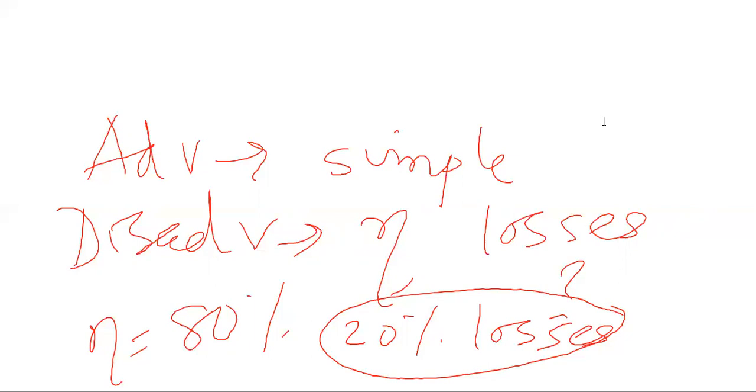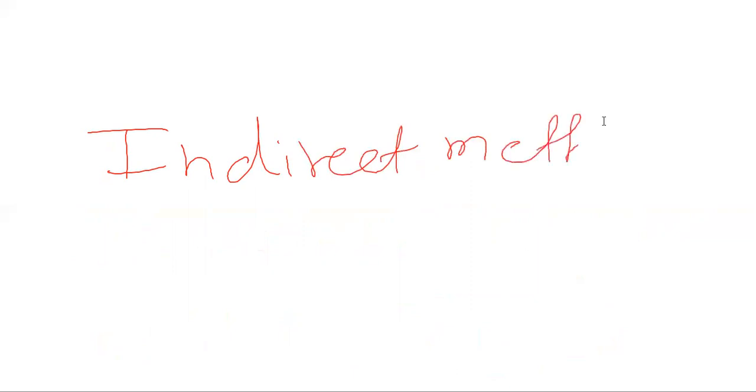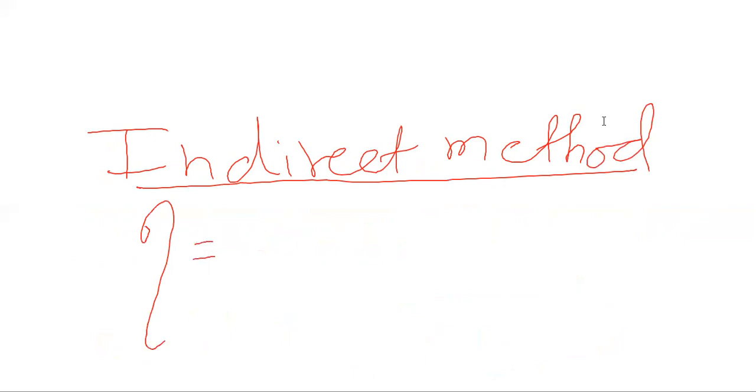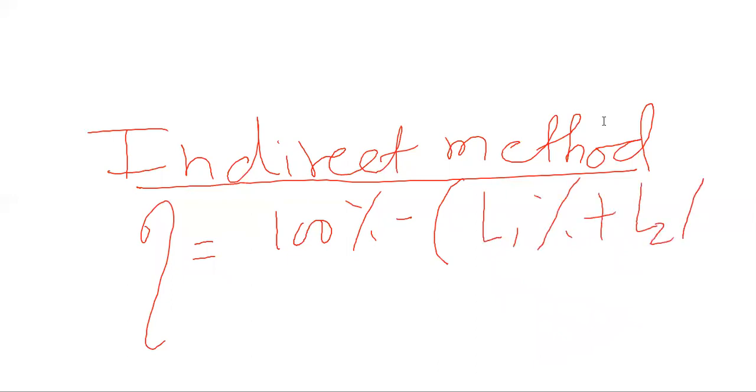So the indirect method is a very useful method for calculation of boiler efficiency. The efficiency you calculate as 100% minus loss 1% minus loss 2% minus loss 3%, and so on. Whatever the losses are, you find the percentage losses, add them up and subtract from 100%. So that gives you the efficiency of the boiler by indirect method.